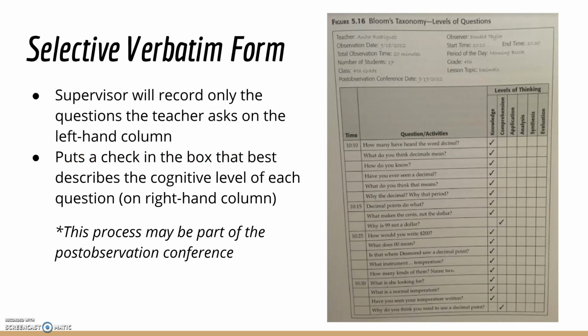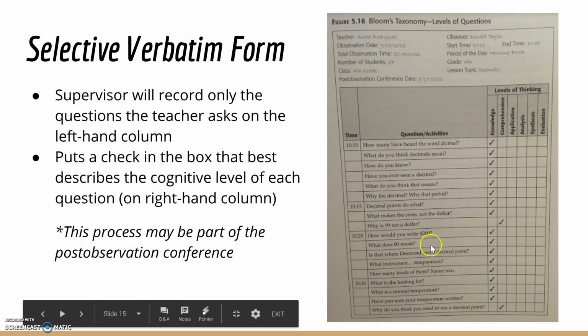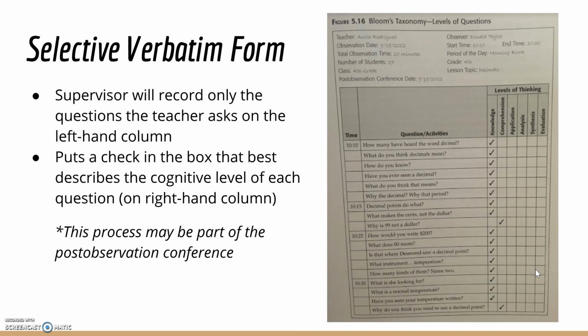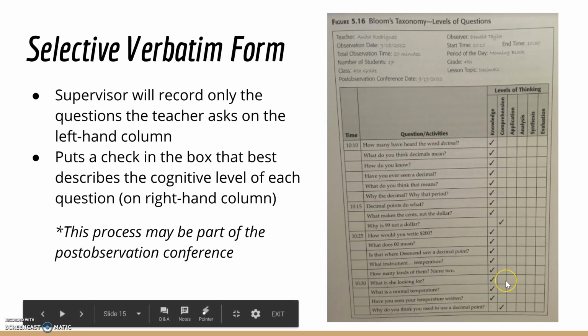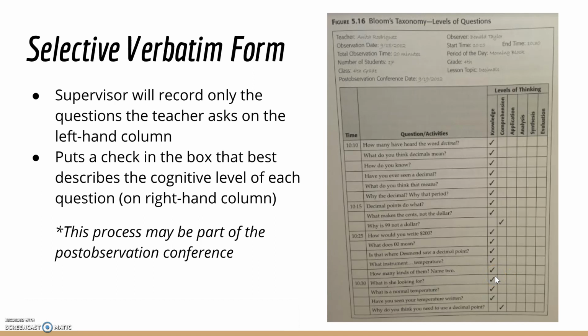As you can see here, we have a selective verbatim form. The supervisor will record only the questions the teacher asks on the left-hand column. Then on the right-hand column, the supervisor will put a check in the box that best describes the cognitive level of each of the questions. This process may be part of the post-observation conference.